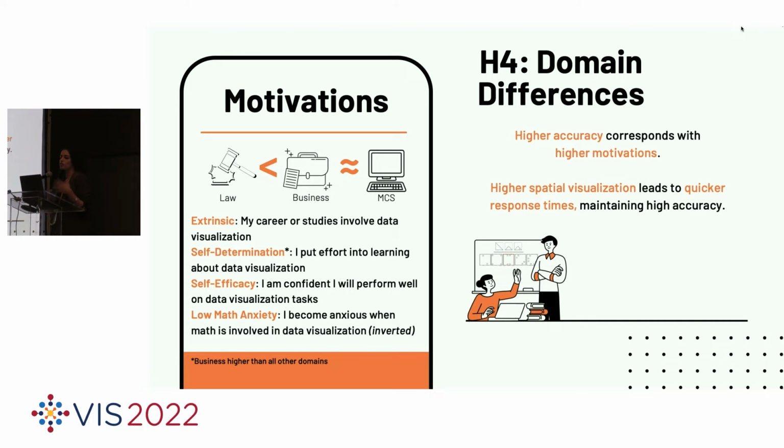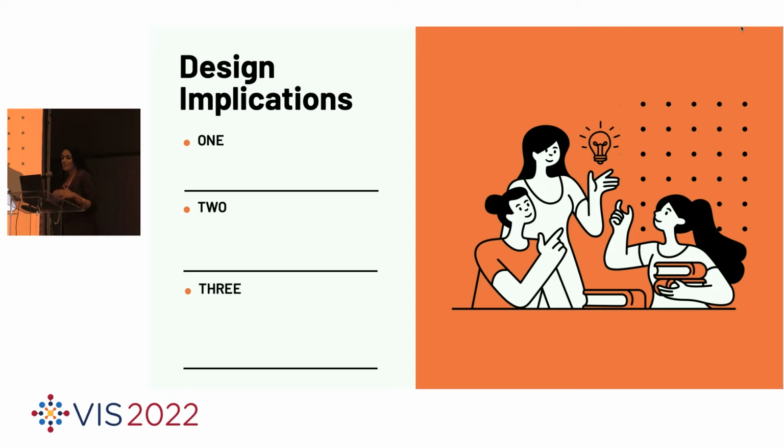They have higher levels of spatial viz, causing their response times to be quicker. So this left us with three design implications. Our first one was that across all domains, overall performance is best if you just remain in Cartesian coordinate charts, and that accuracy is unaffected by density of those charts as well.